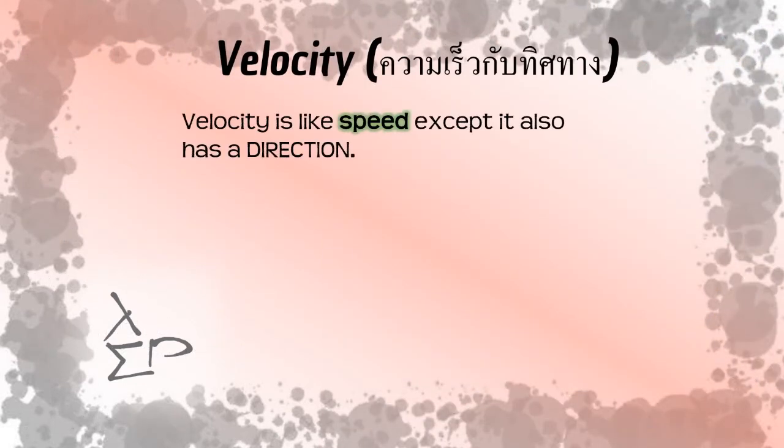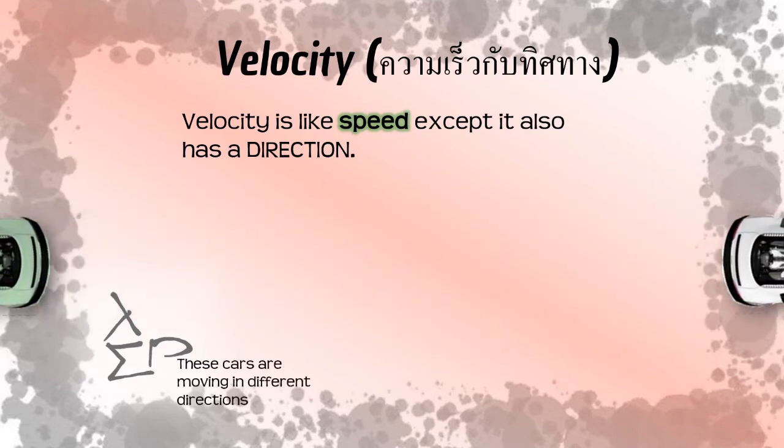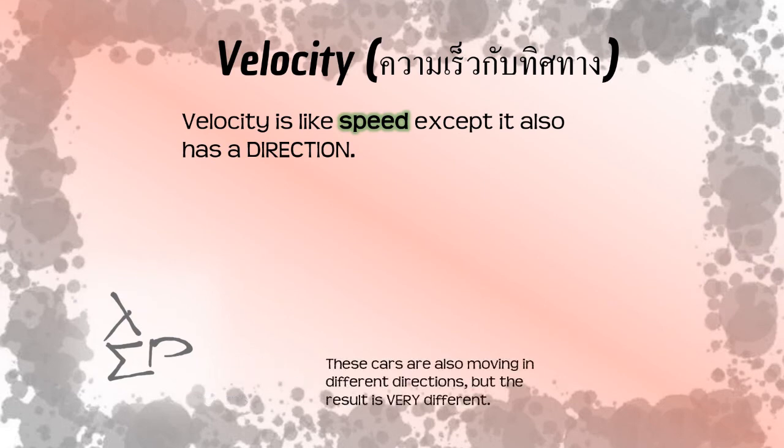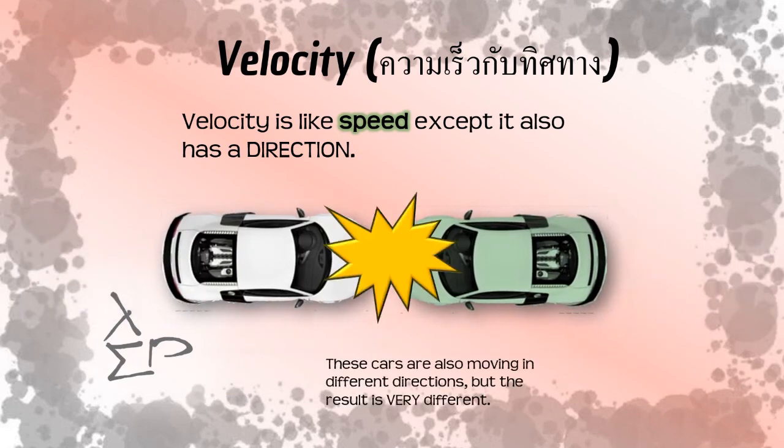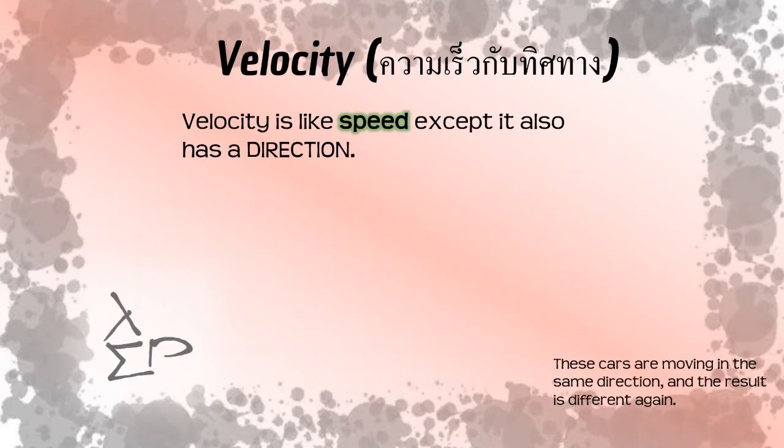Velocity. Velocity is like speed, except it also has a direction. This might not seem important, but when we are thinking about many objects at once, it can make a big difference. For example, these two cars are moving in different directions. These two cars are moving in different directions, but the result is very different. And these cars are moving in the same direction, and the result is different again. So knowing what direction something is going is an important part of understanding the world.